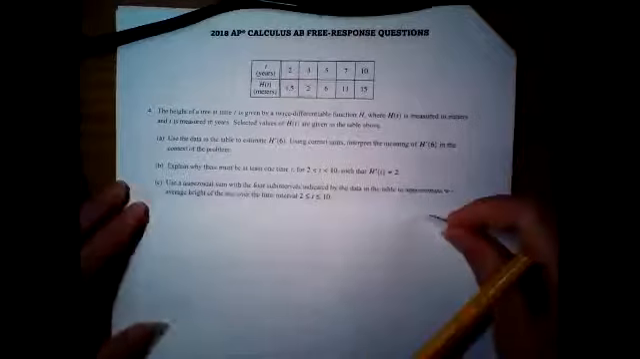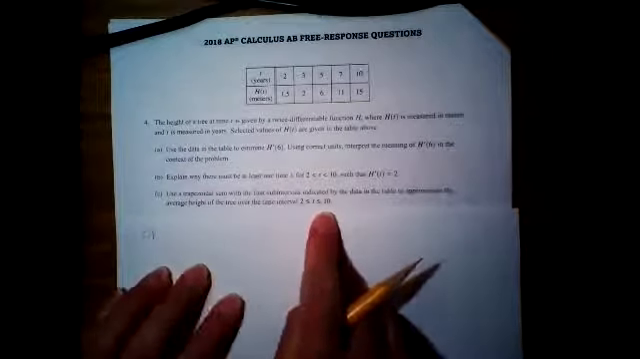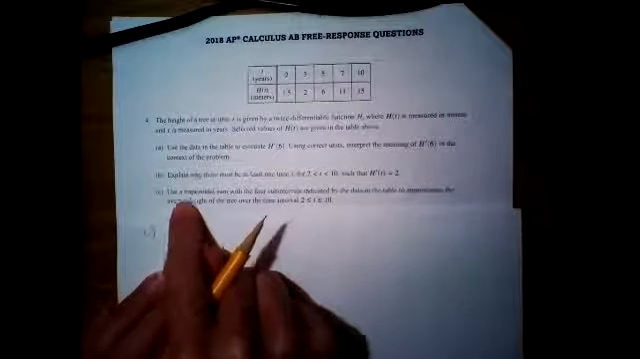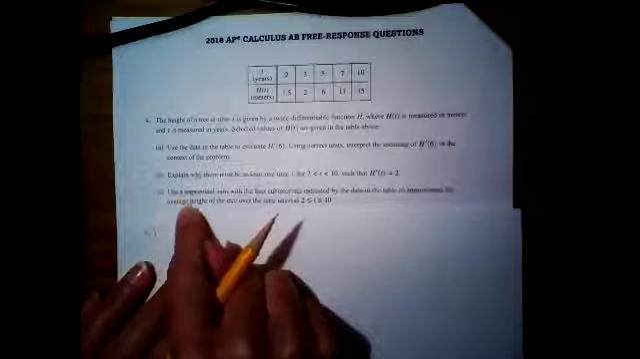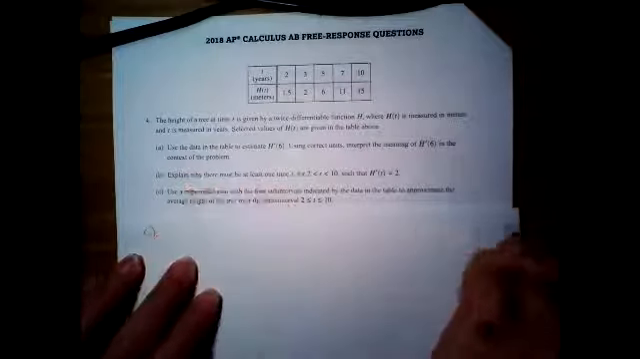All right, so part C, use a trapezoidal sum with the 4 subintervals indicated by the table to approximate the average height of the tree over the time interval 2 to 10. All right, if you just do a trapezoidal sum, you are going to lose a point because they threw this little word in here, average. If you miss that and don't do an average value, then you will lose a point. So average height, remember average value, if I asked you to average a list of numbers, you would add them all up.